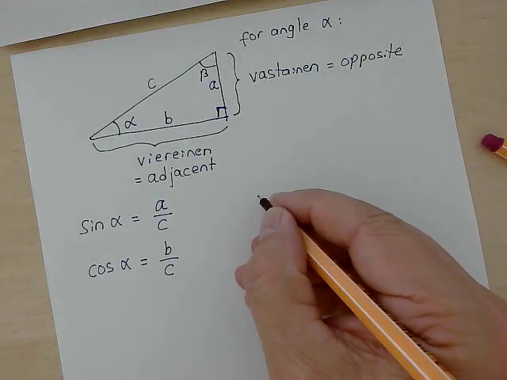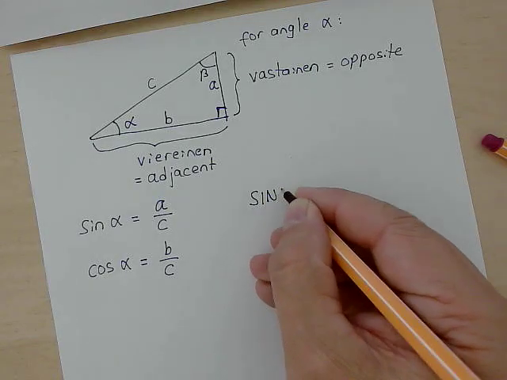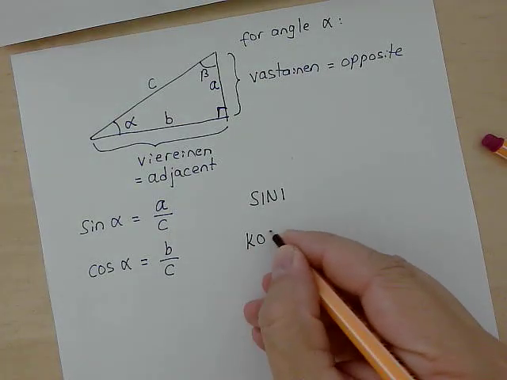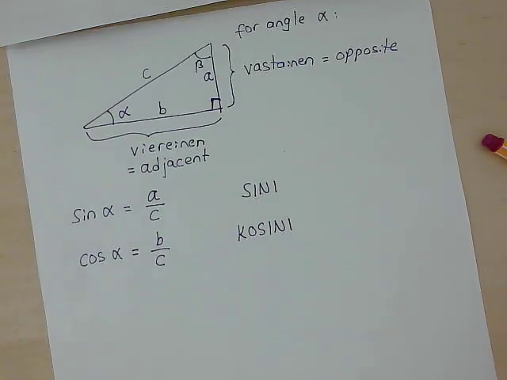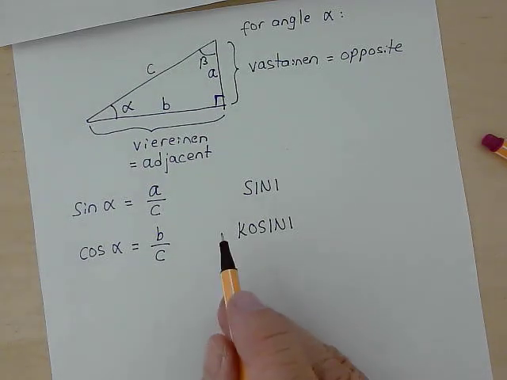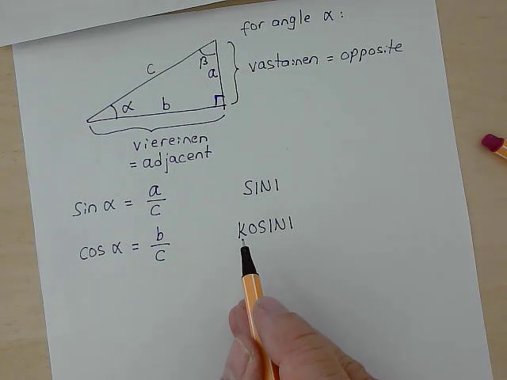In Finnish, this is sini, as I said, the ending with I again, and cosini. Here again you see that we don't usually use the C letter, so here again it is K.